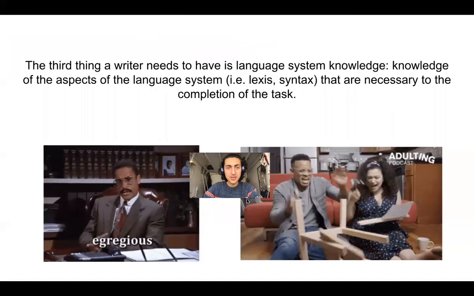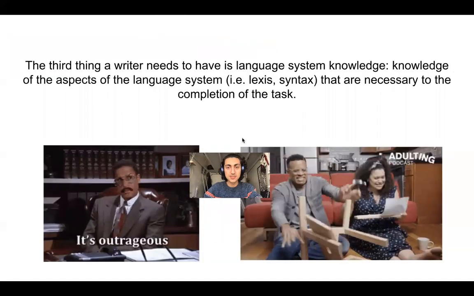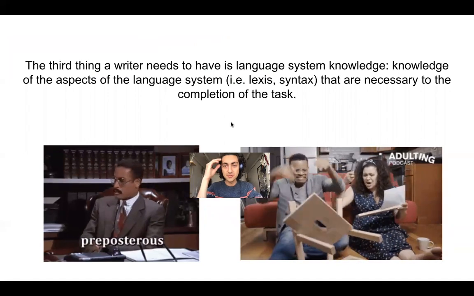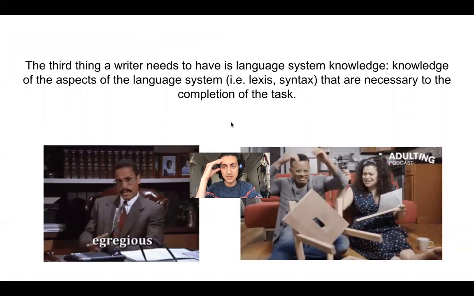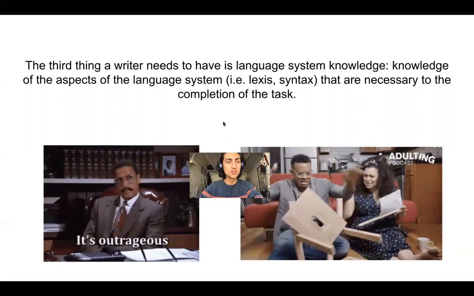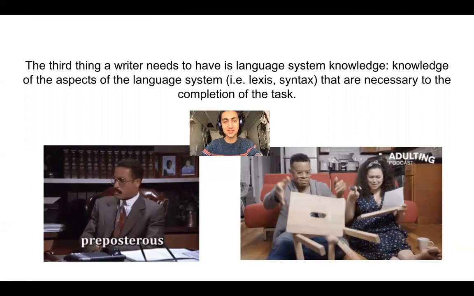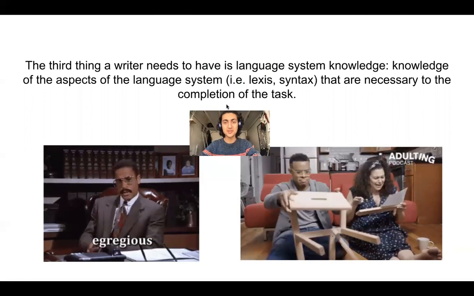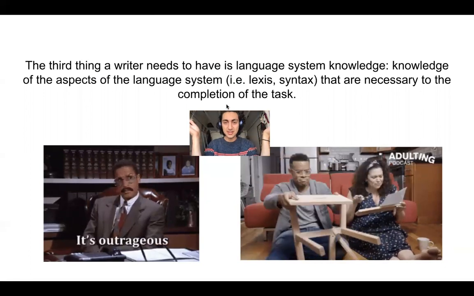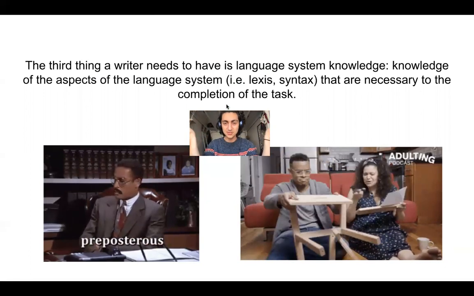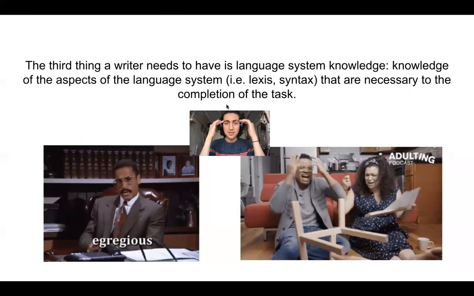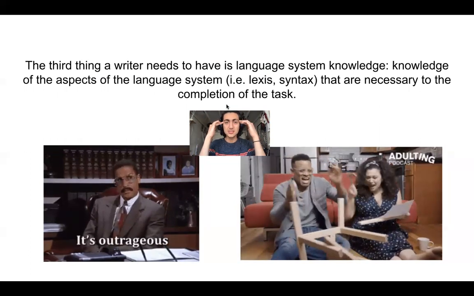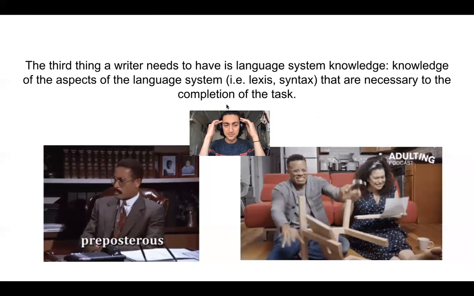So the third thing a writer needs is to have language system knowledge. Language system knowledge is the knowledge of the aspects of the language system. This includes things like lexical knowledge and syntactical knowledge, the lexis and syntax that are necessary to complete the task.